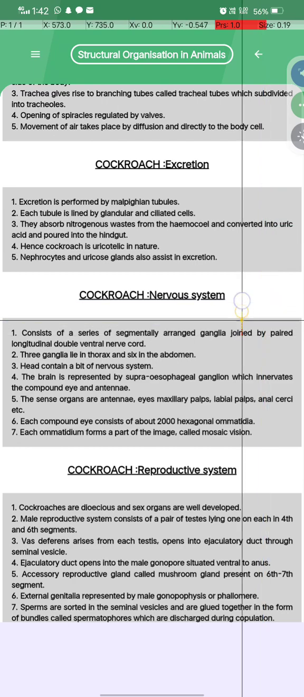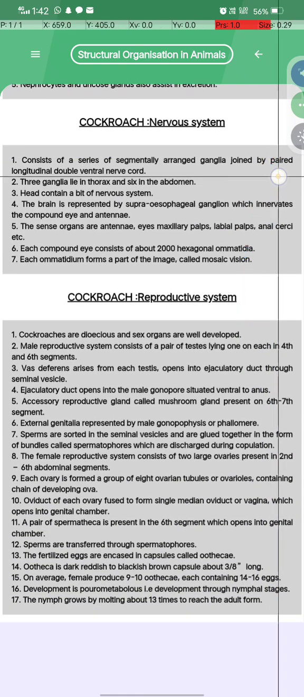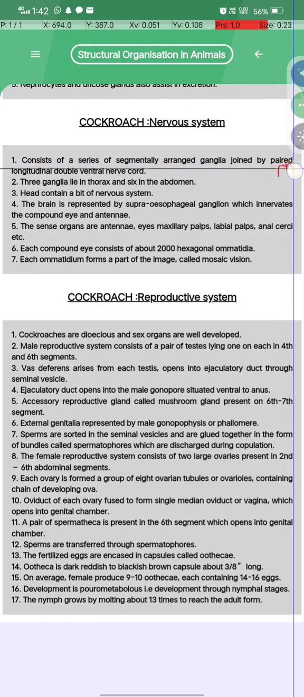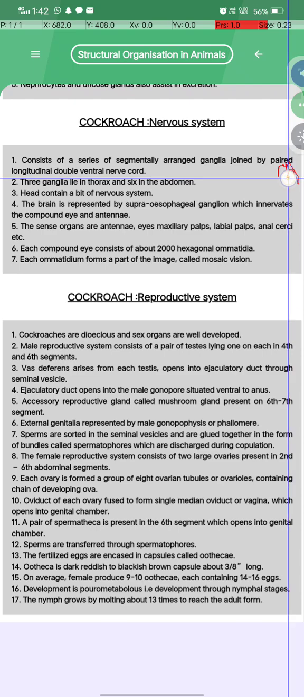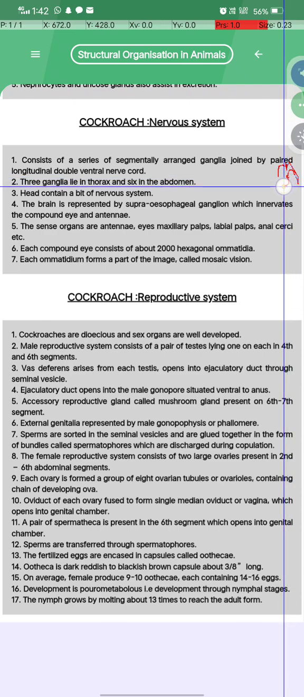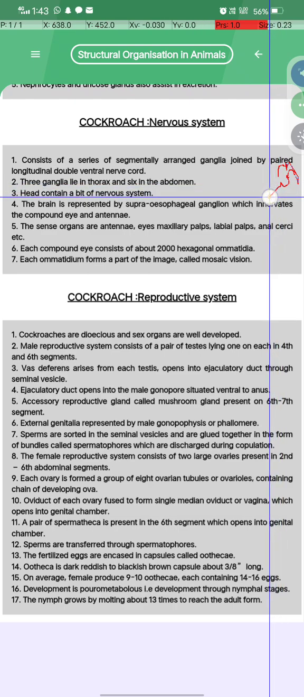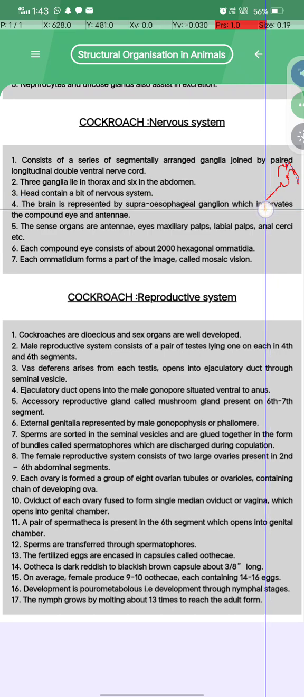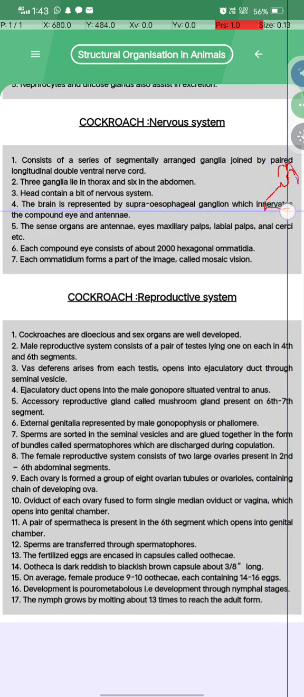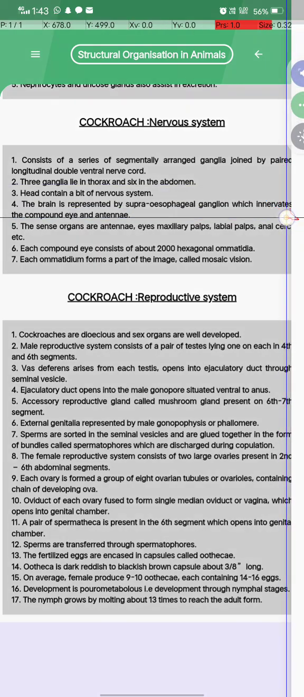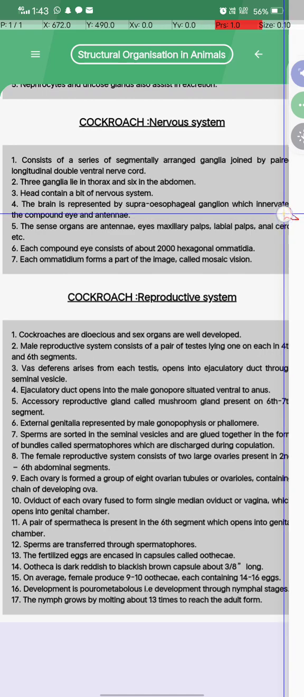Cockroach nervous system consists of a series of segmentally arranged ganglia joined by a paired longitudinal double ventral nerve cord. Three ganglia lie in the thorax and six in the abdomen, and the head contains a bit of the nervous system. The brain is represented by the supraesophageal ganglion, which innervates the compound eyes and the antennae.